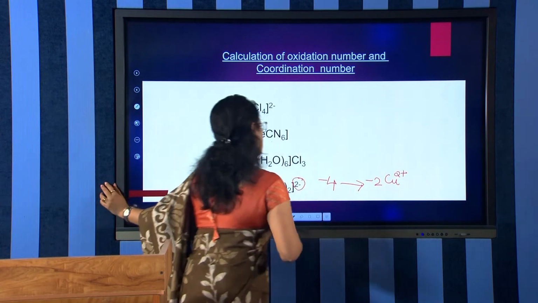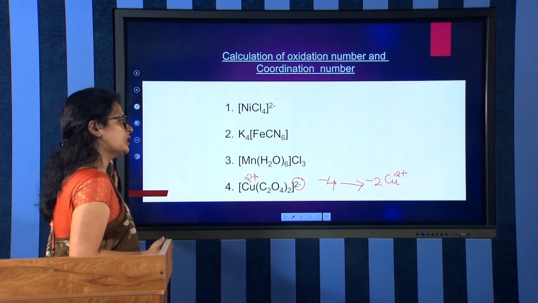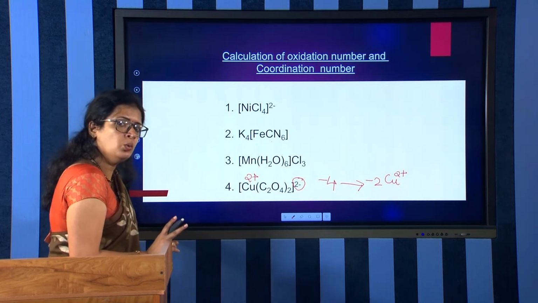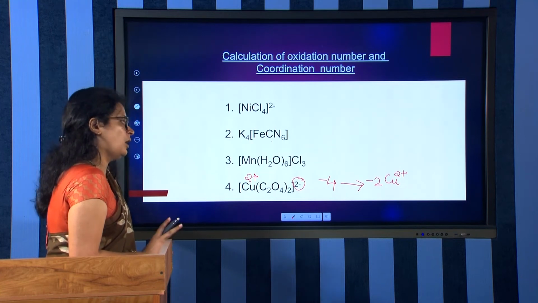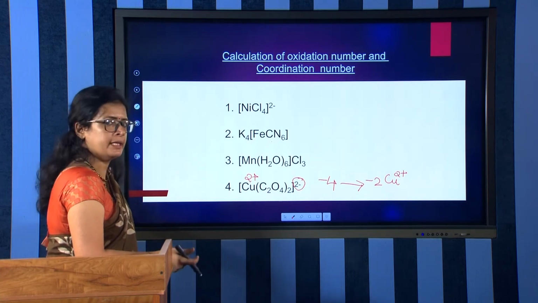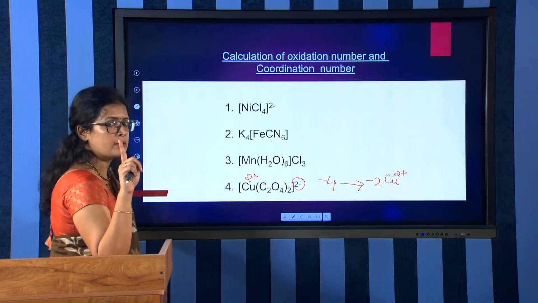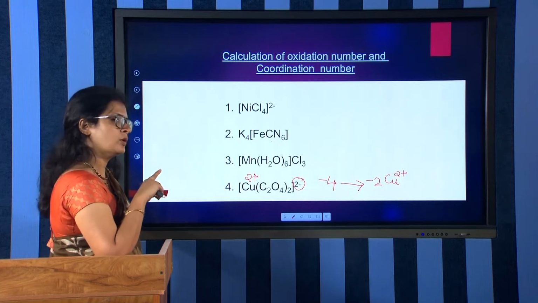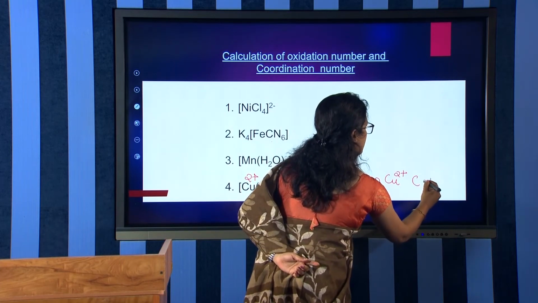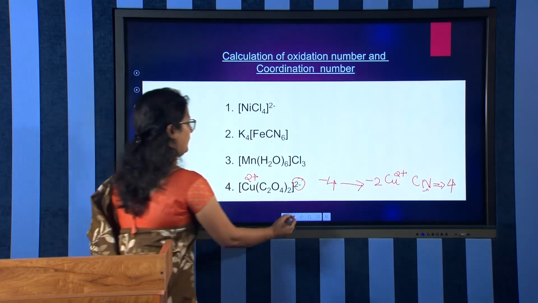Cu2 plus. And now we can calculate the coordination number of the complex. Oxalato ligand is a bidentate ligand. So bidentate means you have 2 donor atoms. 2 donor atoms are there for 1 ligand. And how many ligands are there? You have 2 ligands. So on the total, what should be the coordination number? 1 oxalato ligand is having 2 donor atoms. How many oxalato ligands? 2. On the whole you have 4. Here the coordination number is 4 in this complex. Okay.